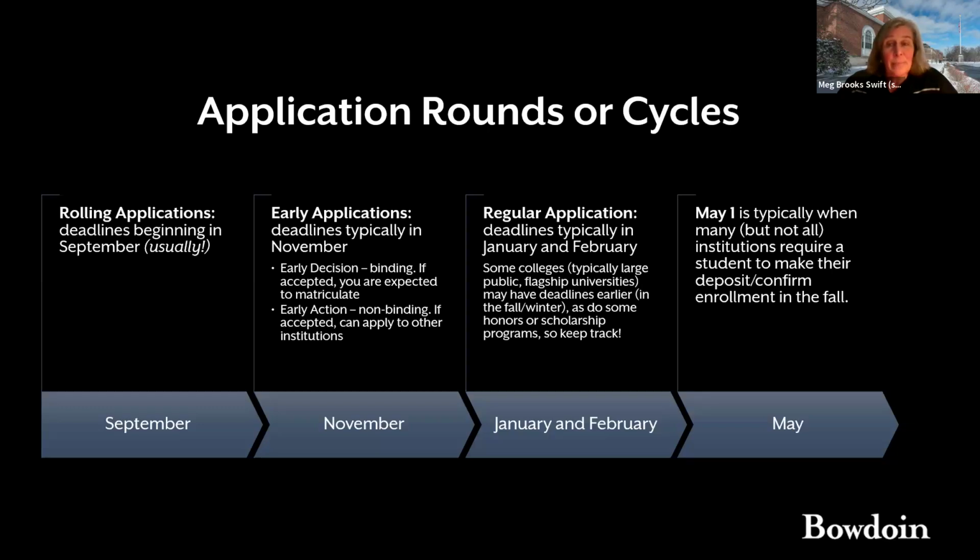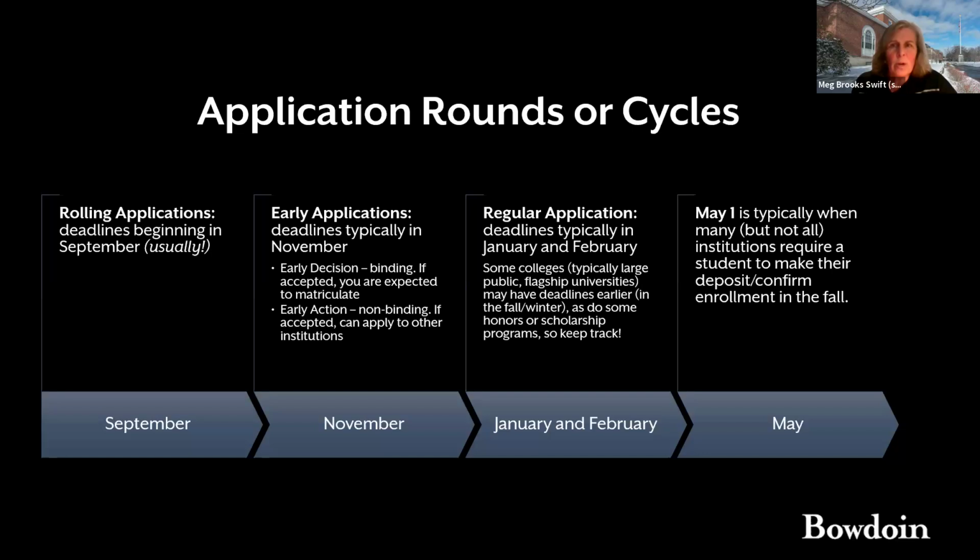So, as early as September, schools that offer rolling admissions are likely to have the first round of deadlines. These happen on a rolling basis. So, when you have your application ready, you go ahead and submit. And you may receive decisions on an ongoing basis. Then in November, we get to early applications. There are both early decision, and those are binding applications, and early action, which are non-binding. So November 1, November 15th are two very common deadlines for the early applications.